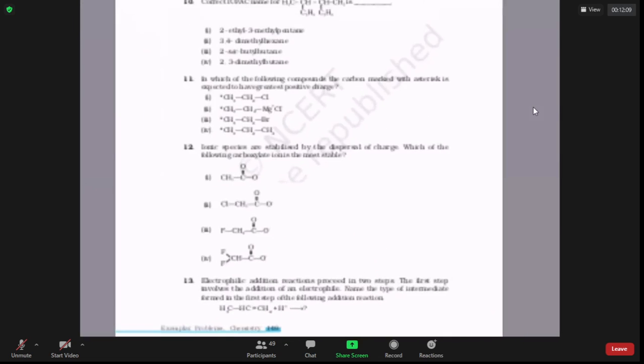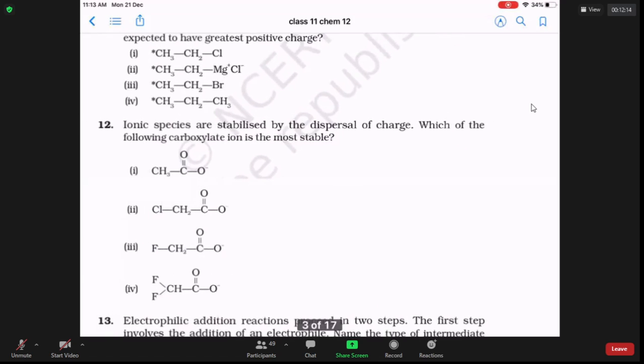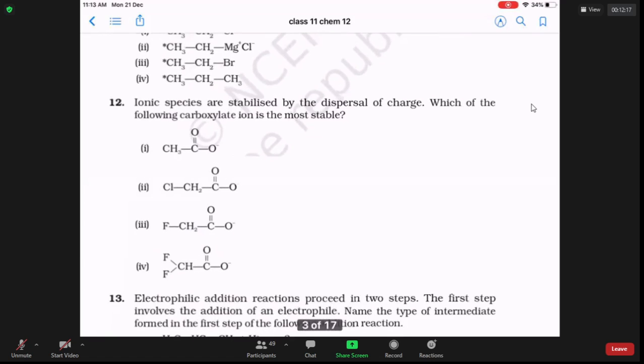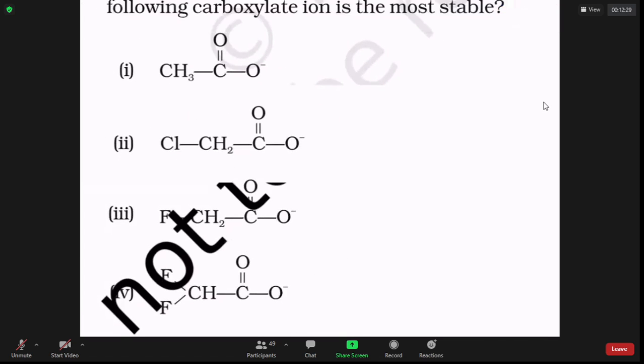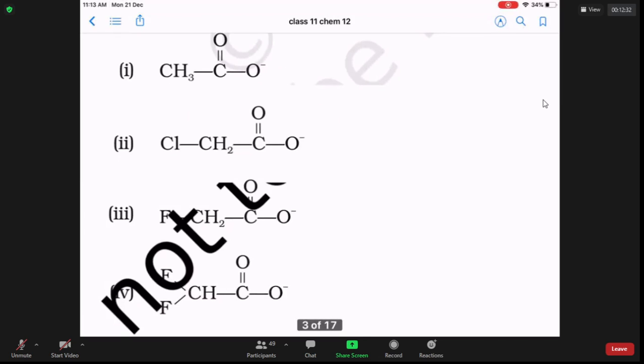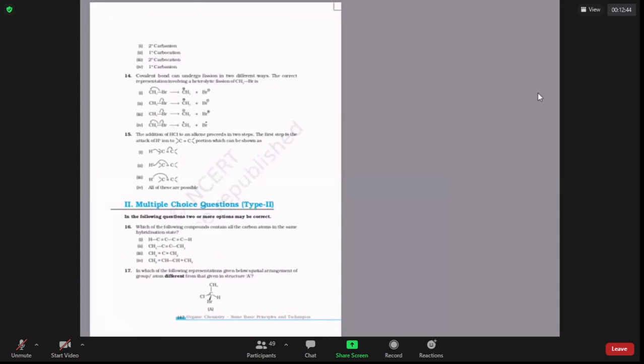Say question number 12. Ionic species are stabilized by dispersal of charge. Which of the following carboxylate ions is most stable? Which is most stable, sir, in the 4? Option 4. Option 4, because the negative charge is dispersed through resonance between two oxygens, also through the inductive effect of two fluorine groups. Option 4. So like that, all these questions you should try to answer, sir.